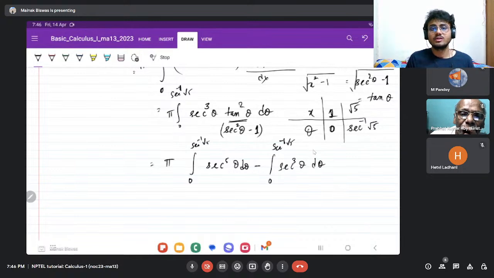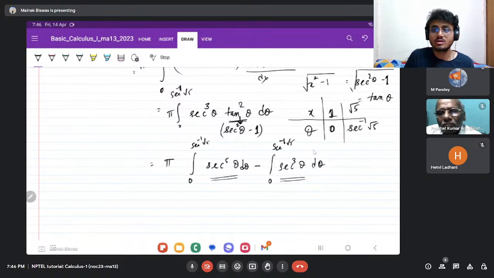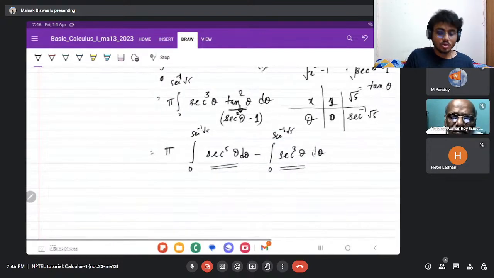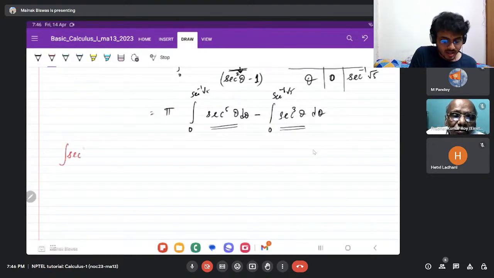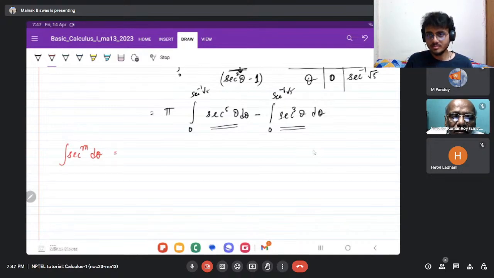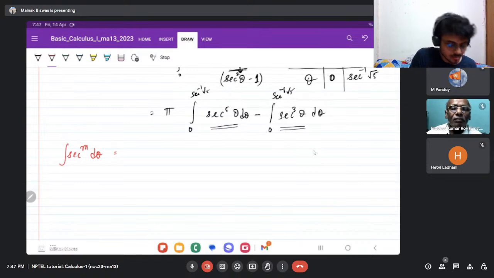Is it okay? So do you see a form coming up? I've replaced tan square theta as sec square theta minus 1. I've got sec to the power 5 theta and sec cube theta. So there is a way to solve this: sec to the power m theta d theta. If I can find a general equation for the integral of sec to the power m theta d theta, will that be enough for us? Do you agree? Let us write Im as this. Yes, sir.